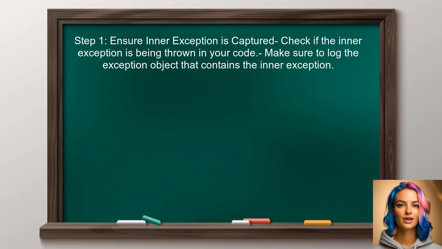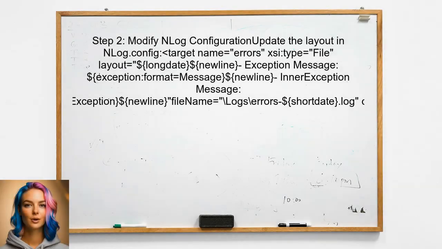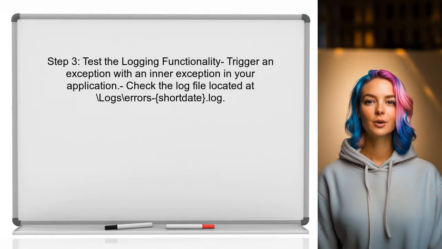To address the issue with logging inner exceptions in NLog, the user should first ensure that the inner exception is being captured correctly in the logging configuration. Next, the user should modify the NLog configuration to properly format the inner exception message. This can be done by adjusting the layout in the NLog configuration file. After updating the configuration, the user should test the logging functionality. This involves triggering an exception that has an inner exception to see if both messages are logged correctly.